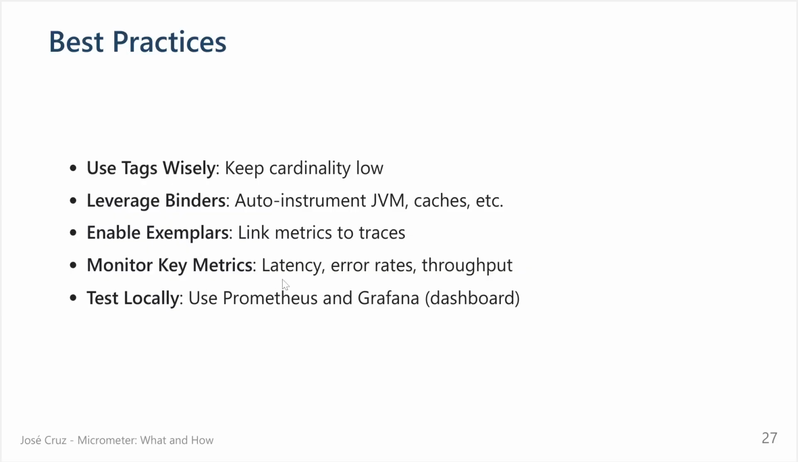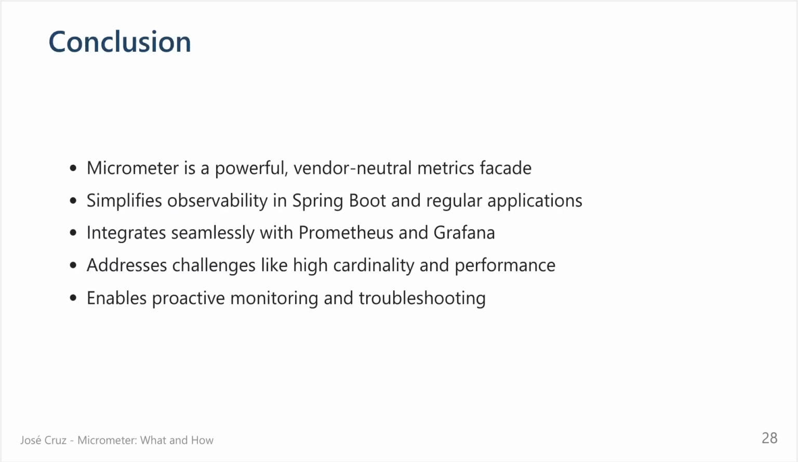Monitor key metrics like latency, error rates, throughput. This is really important in any architecture nowadays. And of course, you can test locally using Prometheus and Grafana as a dashboard. Of course, you also need your application, at least a Spring Boot application or a Java application. So in conclusion, Micrometer is a powerful vendor-neutral metrics facade. It simplifies observability, integrates seamlessly with Prometheus, exports directly to Prometheus, addresses challenges like high cardinality and performance, and enables proactive monitoring and troubleshooting.